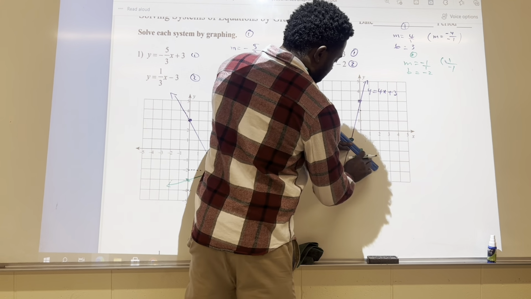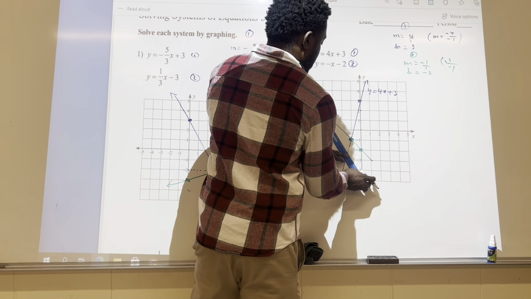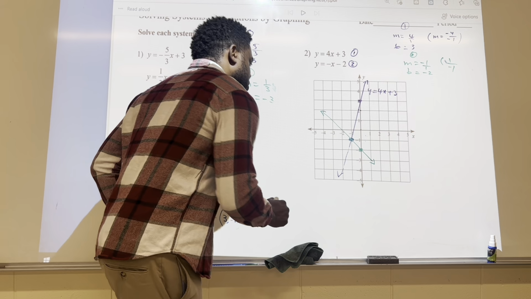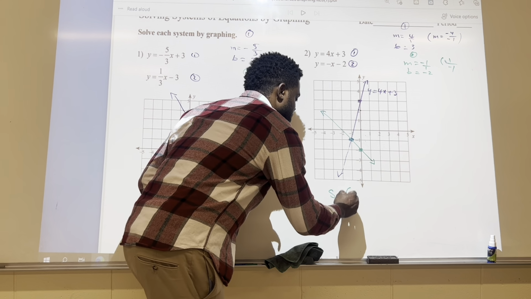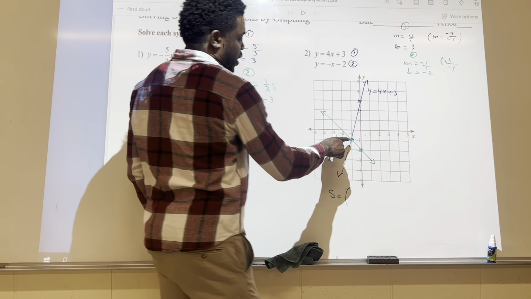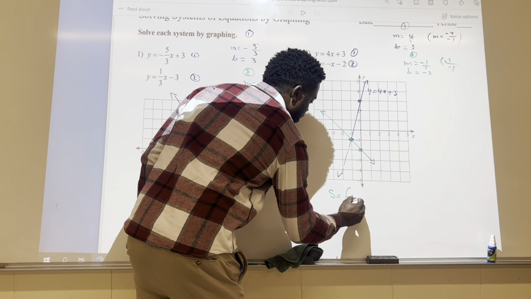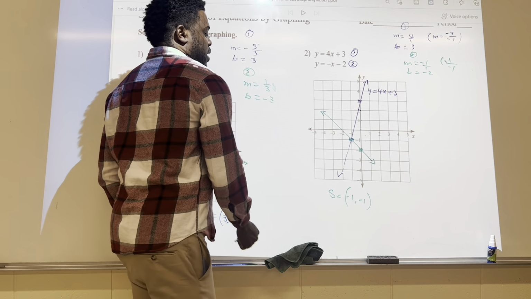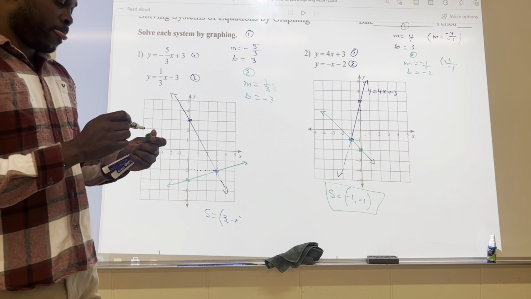So we can go ahead and graph this. So which means that our solution over here is the point of intersection, which is x and y. So we can go ahead and say that it's negative 1 and negative 1, right? This is our point of intersection, and then this is our solution, all right?